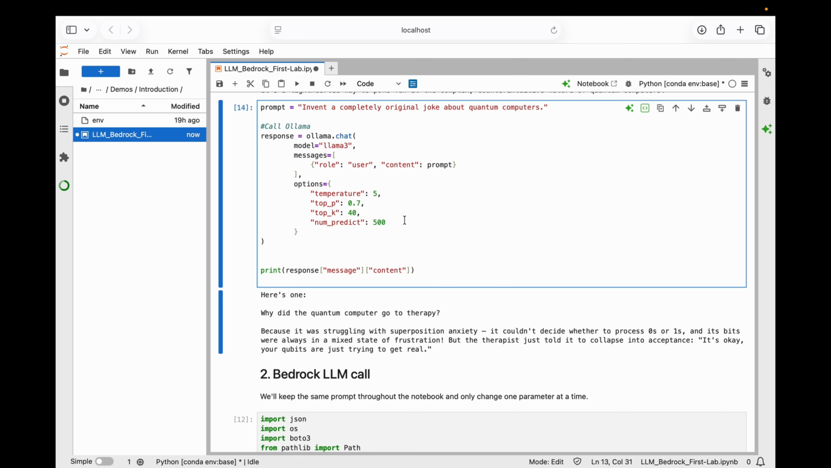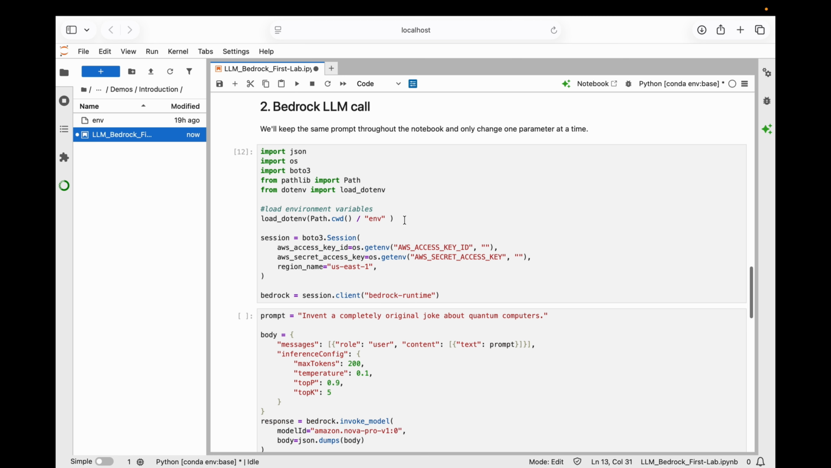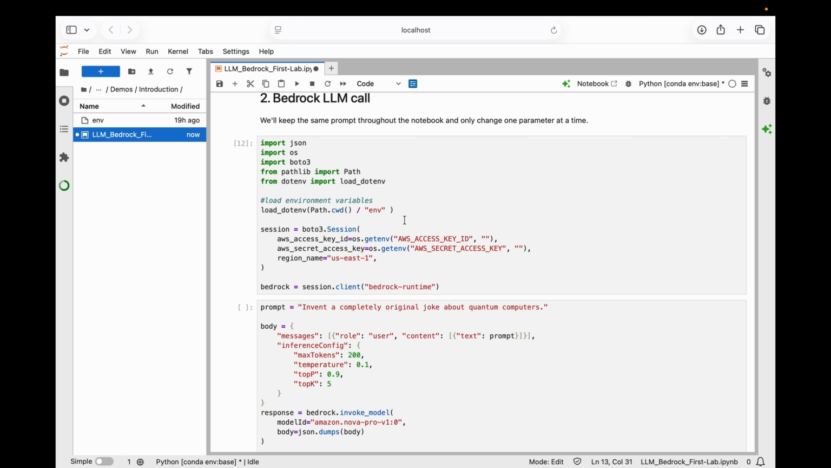Many of the labs in the series will also use Amazon Bedrock as the model provider and Nova Pro as the model. And I want to show you how the Bedrock API can be invoked. You will notice that the API call syntax could be different and there could be differences in the message structure, but the components of the LLM call remain the same.